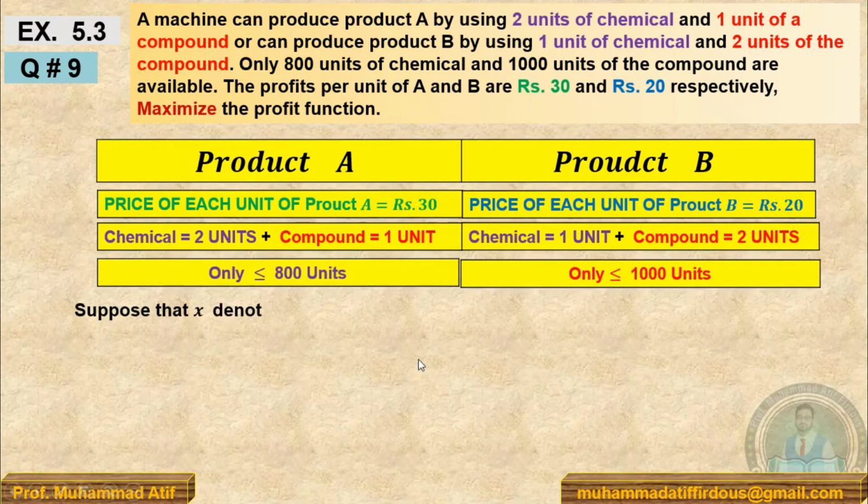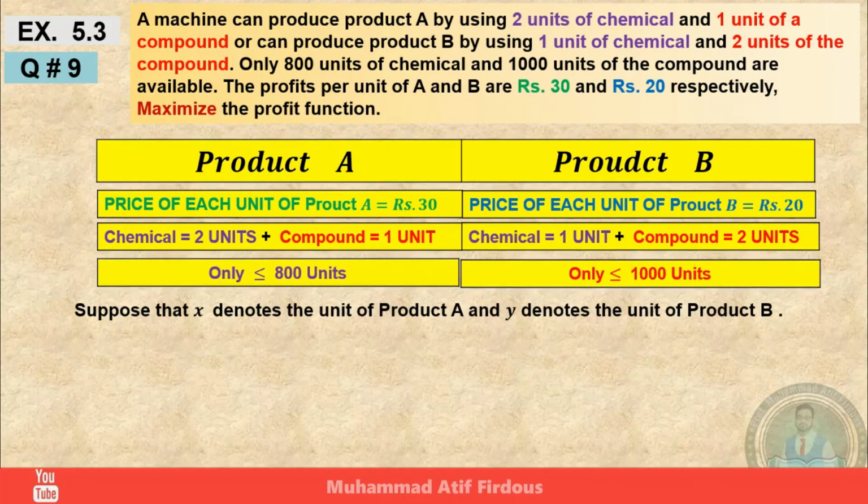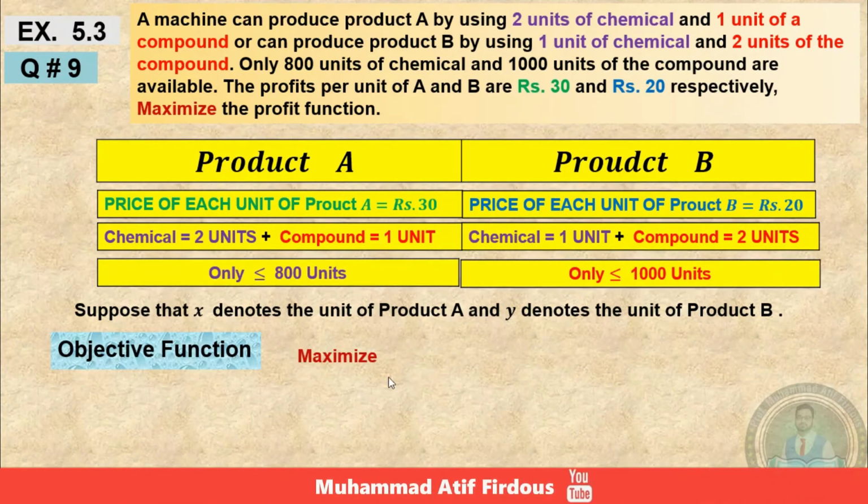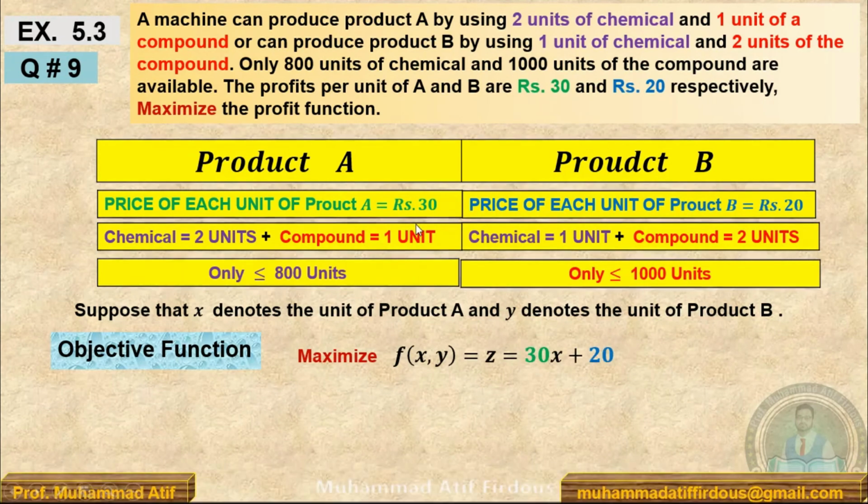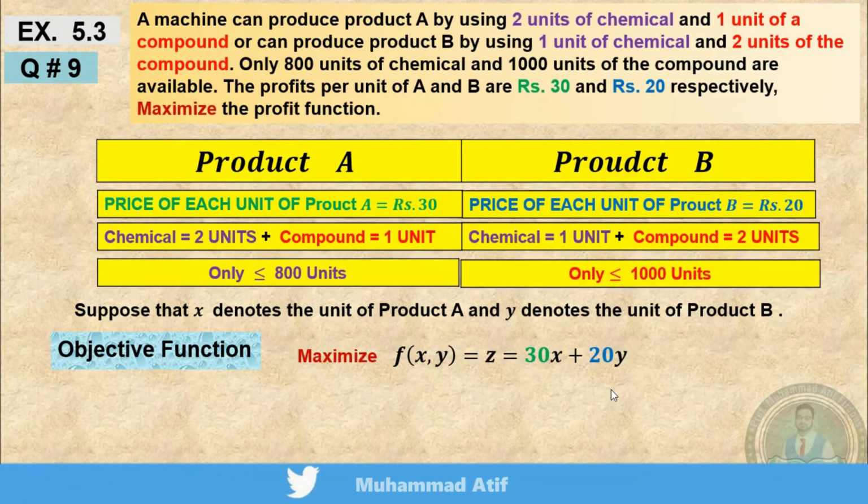Let's suppose x denotes the number of units of product A and y denotes the number of units of product B. You have your objective function, which is to maximize 30x plus 20y.